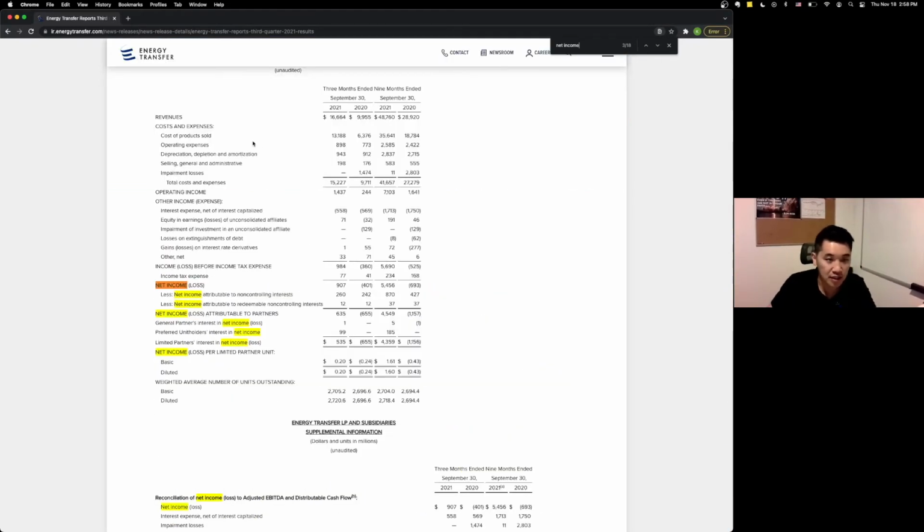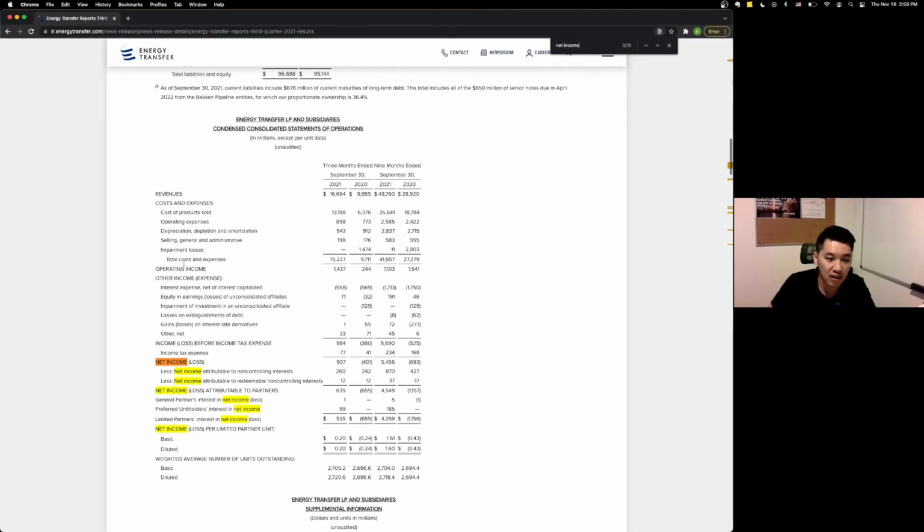It's generally here, in the income and loss statement. You can see this is the net income. When it's in parentheses, it means loss. So in this case, for the three months ended in 2021, it's 907 million. And for the nine months, the year to date, it's 5.4 billion.